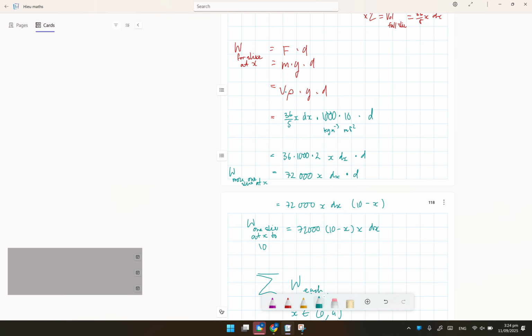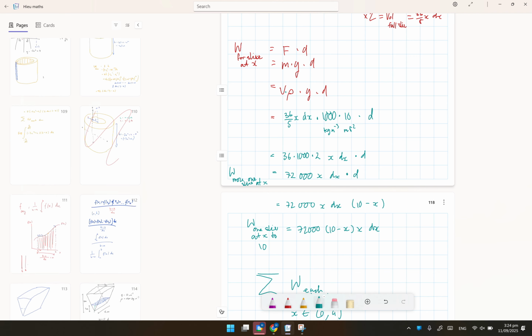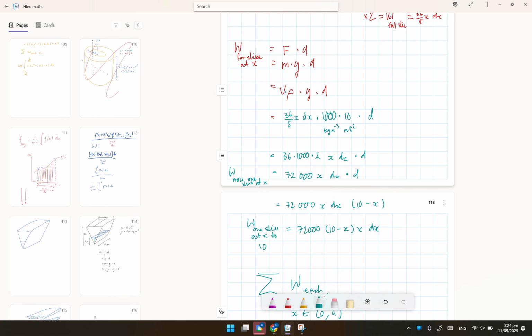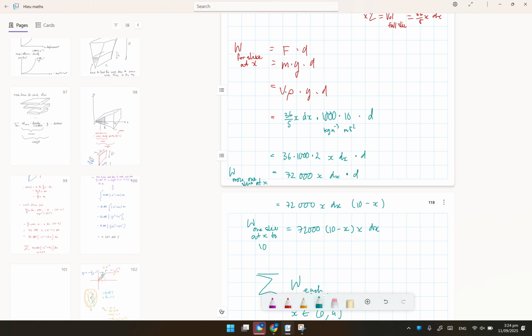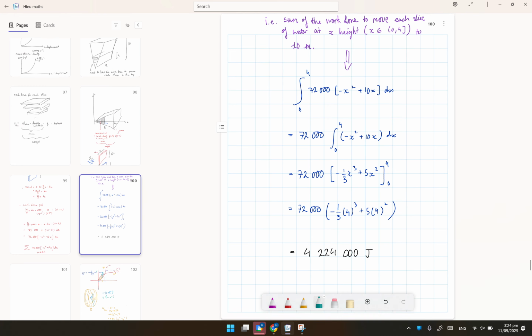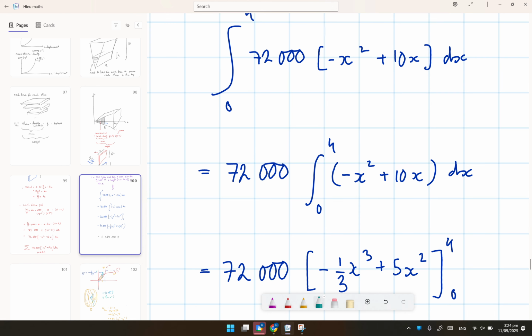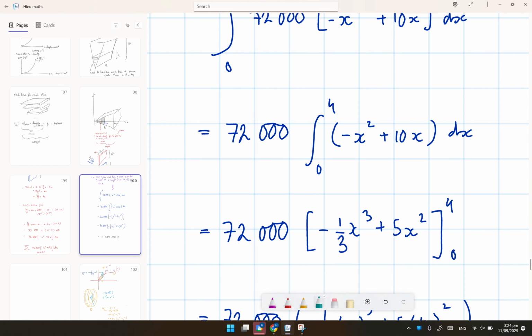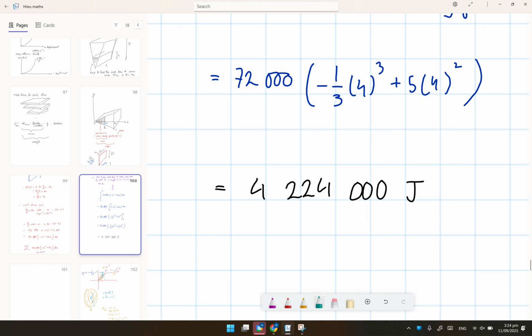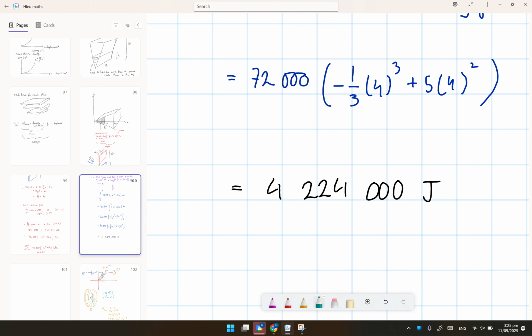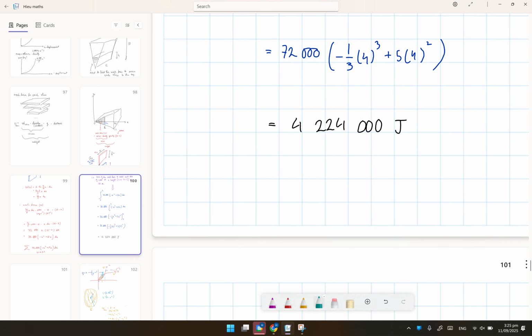I did this last night to check if the answer is correct, and the answer is, did we get it? Yep, so we got basically 72,000 from 0 to 4 of 10x minus x squared dx. And the answer, once you do all the math out, is 224,000 joules.